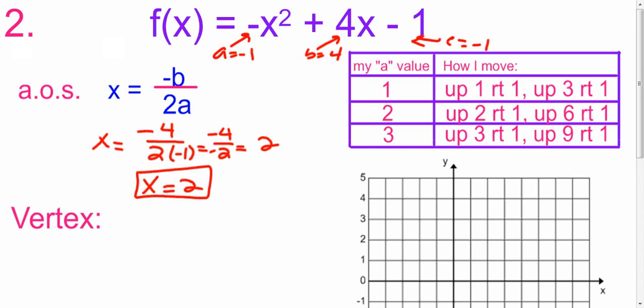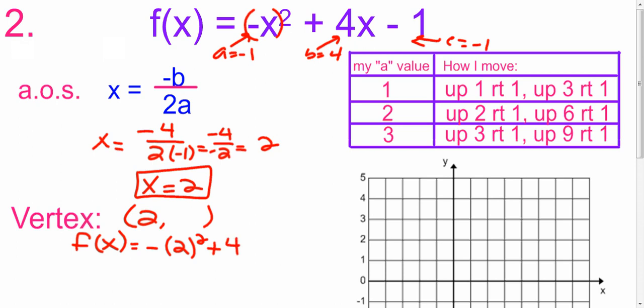Okay, I would plug that into my equation to get the y coordinate of my vertex. So what I know right now is that my vertex has an x coordinate of 2. What I'm needing to find is my y coordinate. So I will plug the x coordinate in, and that would be negative times 2 squared. Notice my order of operations here. I need to square the 2 first and then multiply it by the negative, because it's not in parentheses like that. So be careful about your order of operations there.